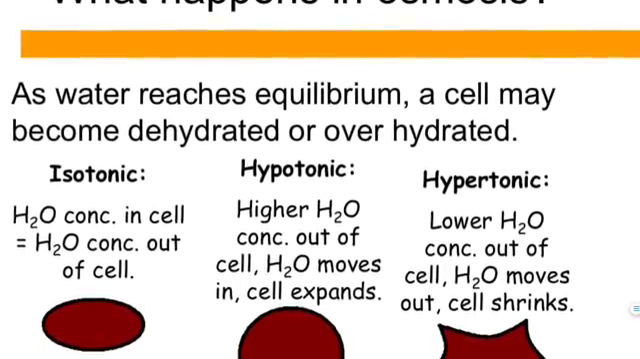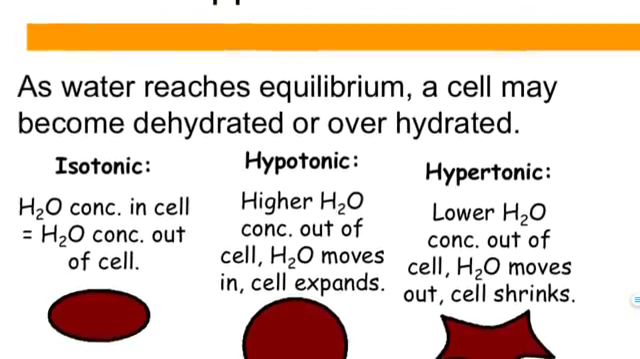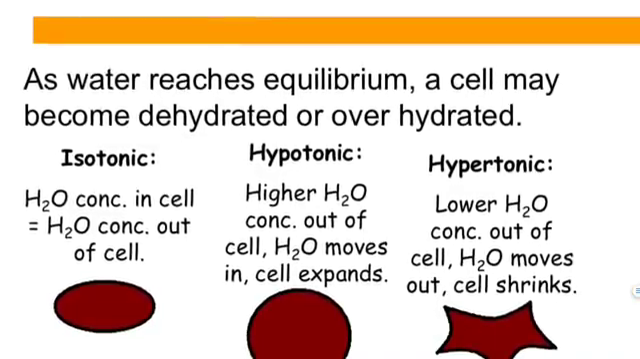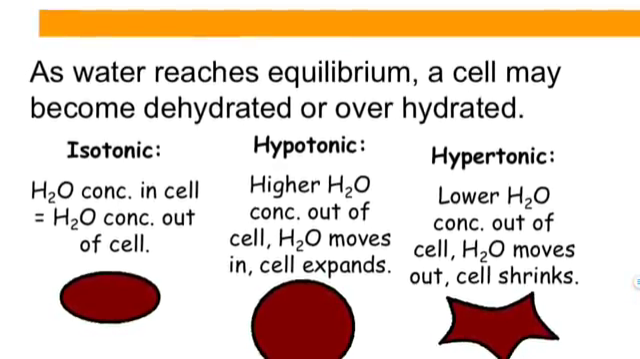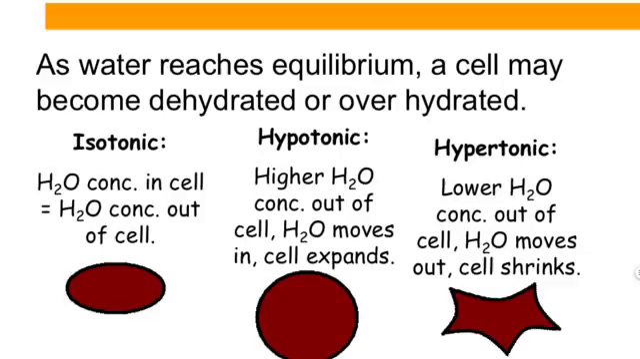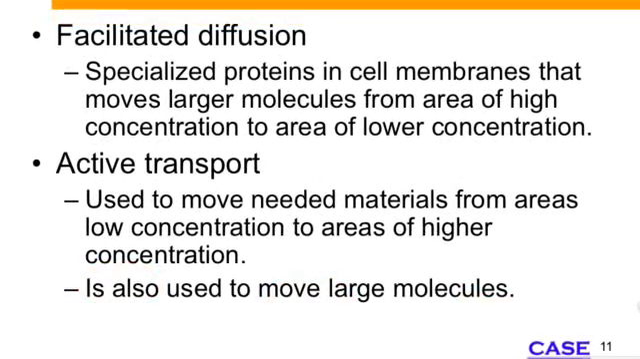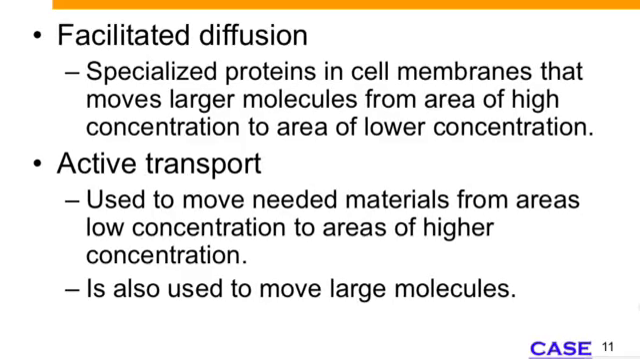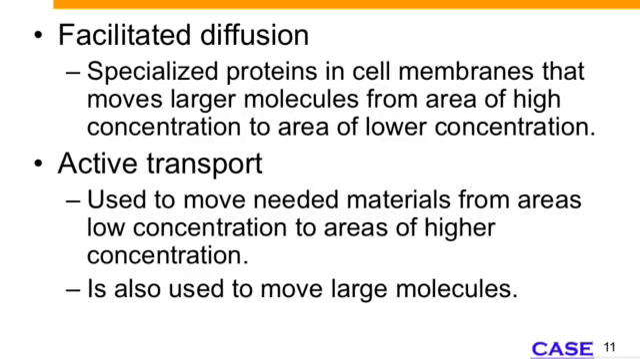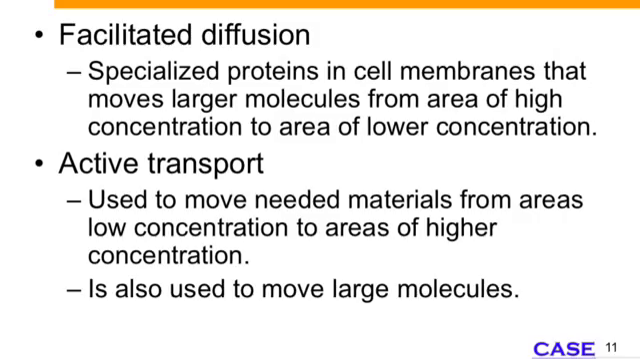Hypotonic, and if you look at the first O in hypotonic, you can think of that as low. The higher water concentration out of the cell, the water moves in and the cell expands. Hypertonic, there's a low water concentration out of the cell. The water moves out and the cell actually shrinks.